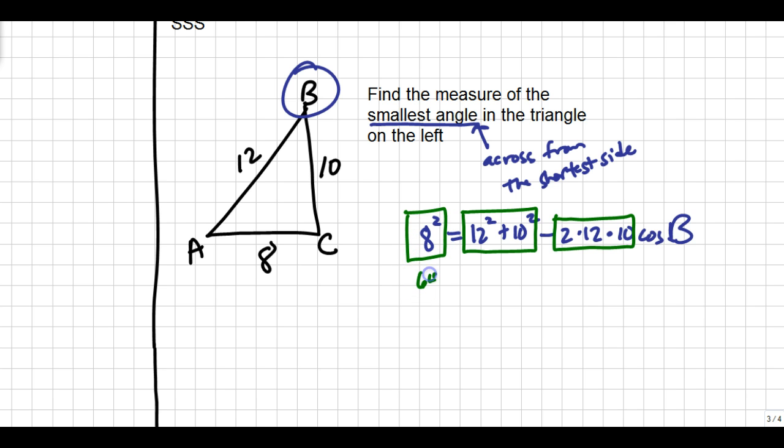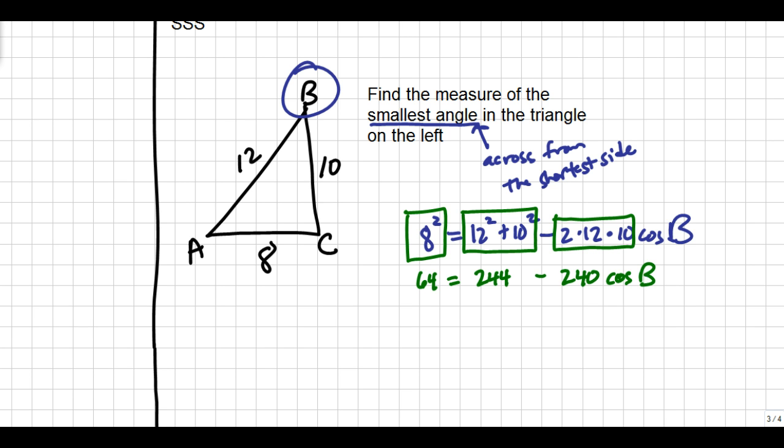8 squared, 64. 12 squared is 144. 10 squared is 100. 144 plus 100 is 244. Leave the minus sign there. We'll worry about that later. 2 times 12 is 24, times 10 is 240. And then we still have cosine B left.